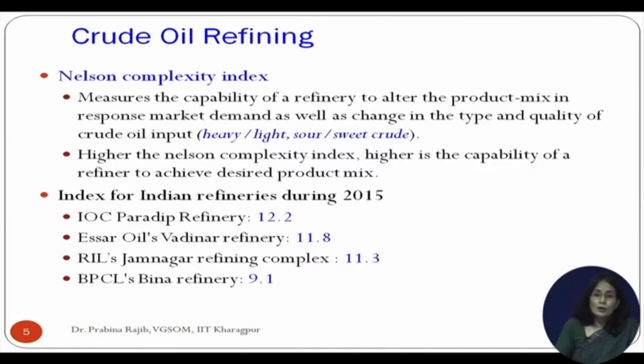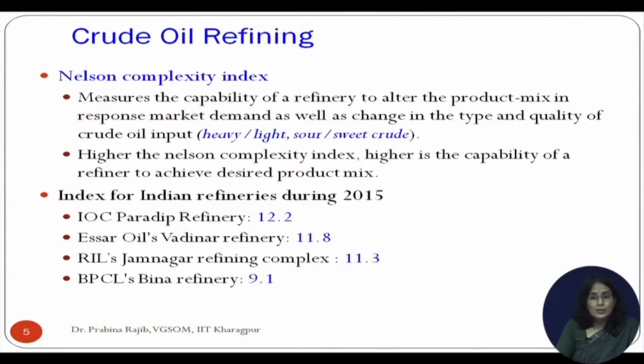Now, in the Indian context, who is the best refinery as of today? The index for Indian refineries during 2015: IOC Indian Oil Corporation's Paradip refinery stands at 12.2. Essar Oil's Vadinar refinery is 11.8. Reliance Jamnagar refining complex has 11.3, and BPCL's Bina refinery is 9.1. So each and every refinery complex in the world as well as in India can have its efficiency measured using the Nelson Complexity Index.